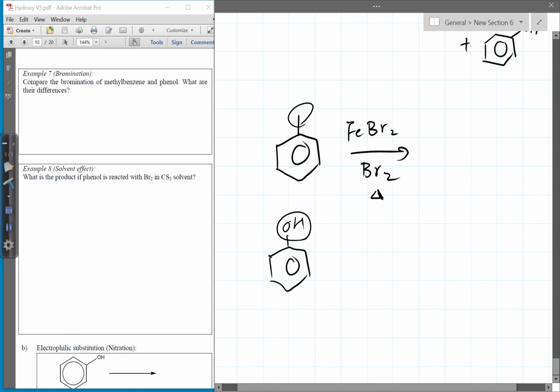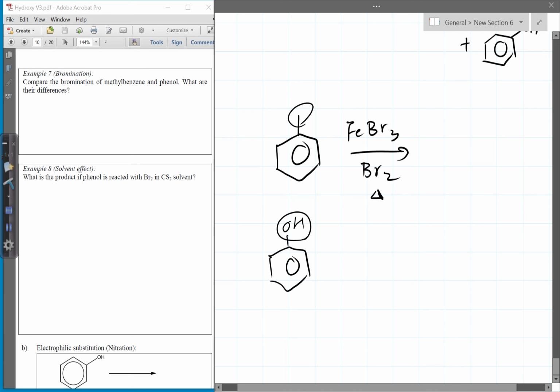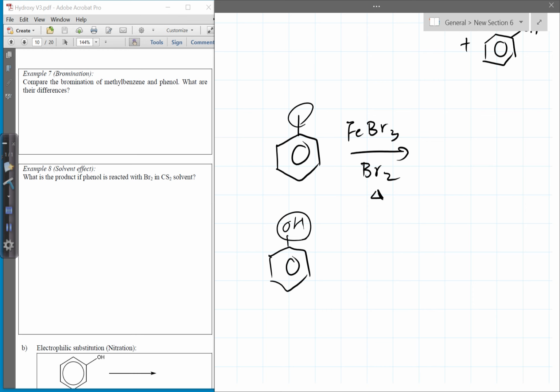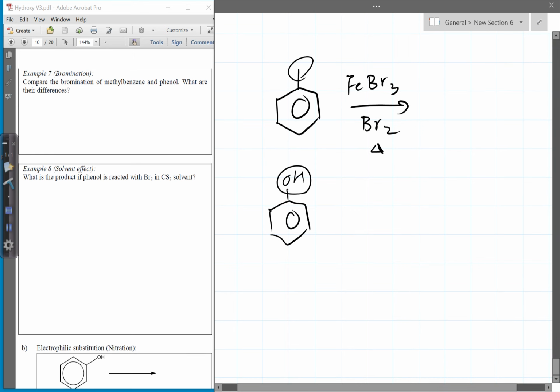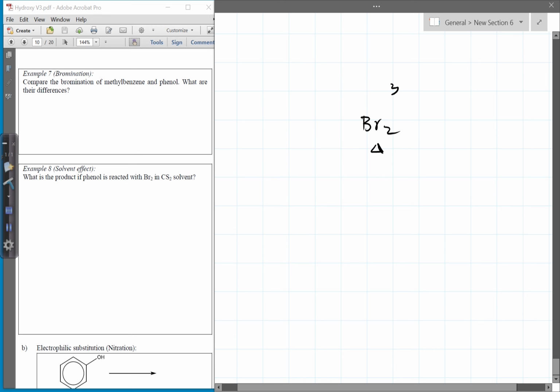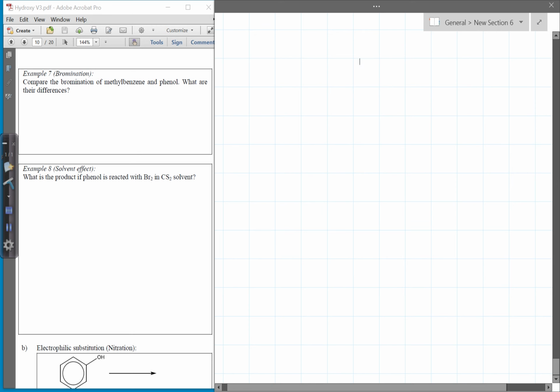So that's the main difference, right? Sorry, not Br2, FeBr3. So that's why it's like that. Now we're more curious about the solvent effect. Why do different solvents favor different products? I bet not a few teachers know the explanation behind this. I'm not joking, they just memorize also.